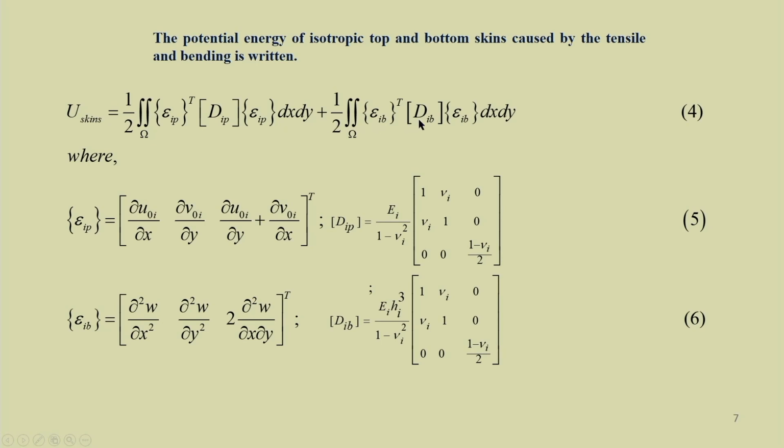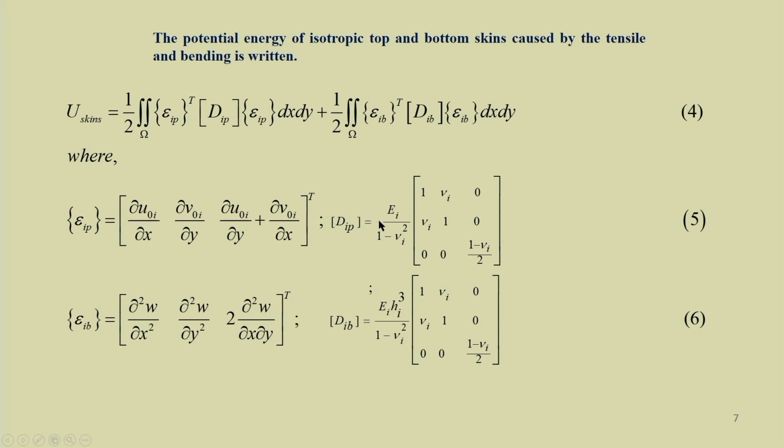Similarly, we can write for the bottom layer and top layer. So, this is the skin part. Then this epsilon ip can be written as del u0i by del x, del v0i by del y, and so this is epsilon x, epsilon y and gamma xy. That is del u by del x, del v by del y, and for gamma it will be del u by del y plus del v by del x. That way it can be written as epsilon ip.